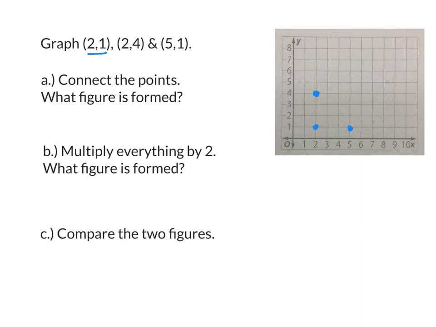Then in part A, it says connect those points. So draw straight lines connecting those 3 points. And it asks what figure is formed. Well, if I got 3 lines that meet each other, that's a triangle.